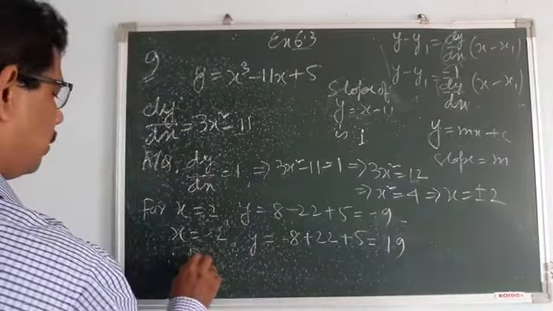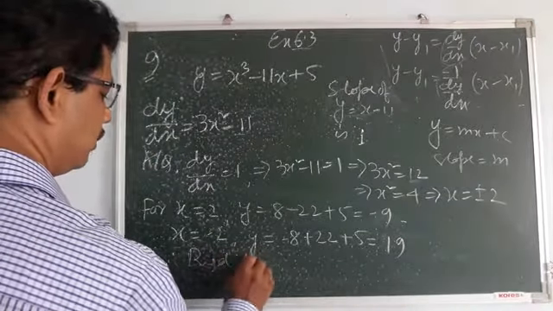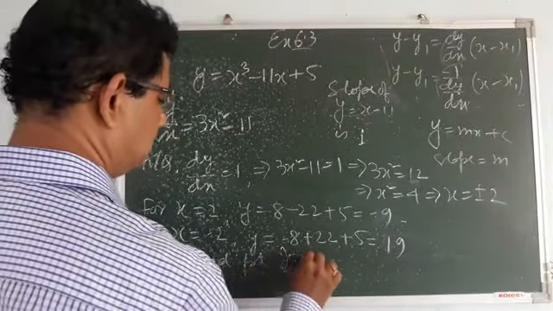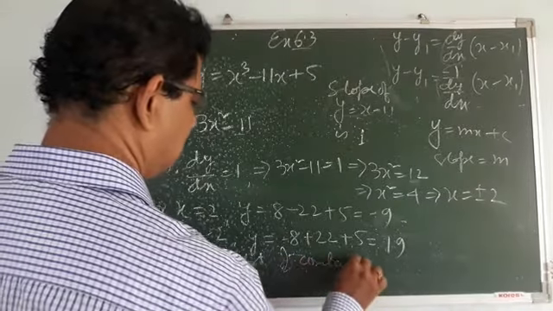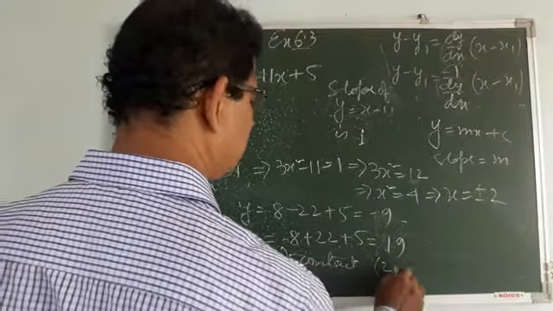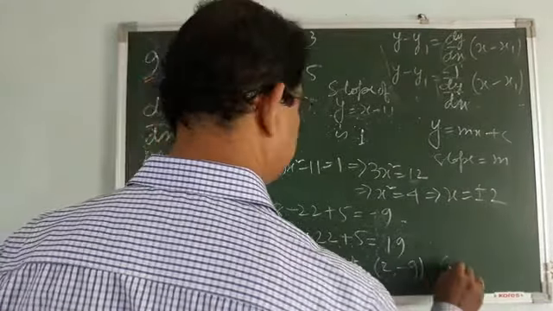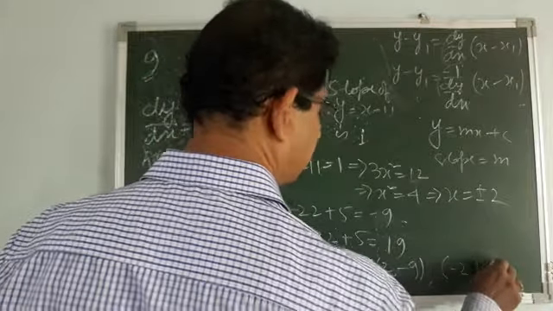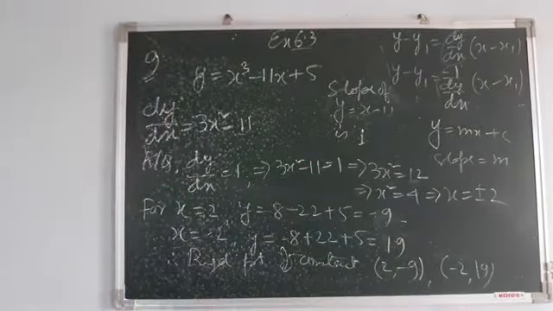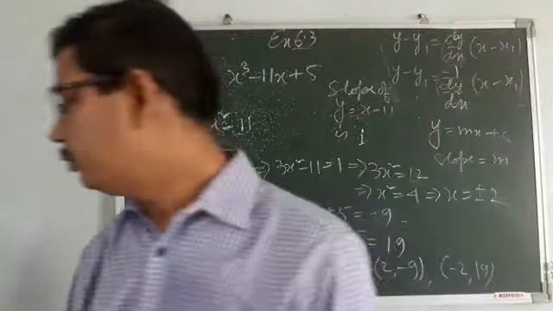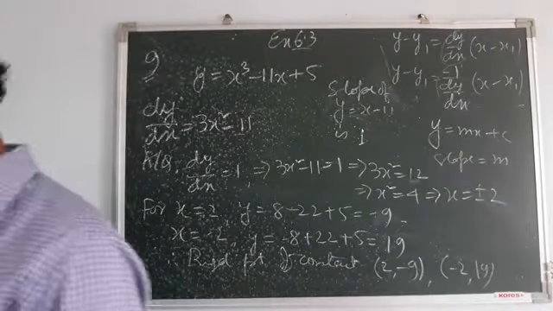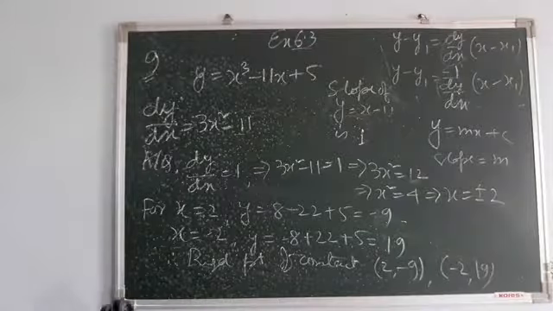Therefore the required points of contact are (2, minus 9) and (minus 2, 19). So these are the two points of contact we get. So this is our question number 9. Now we will move to the next question, that is question number 10.